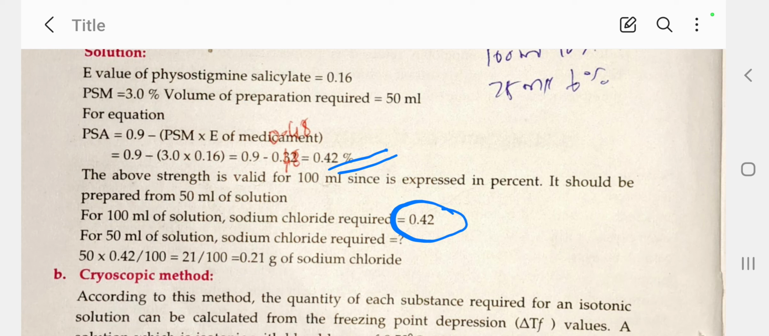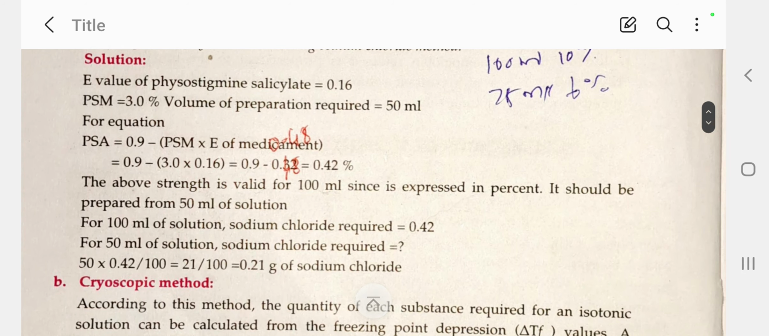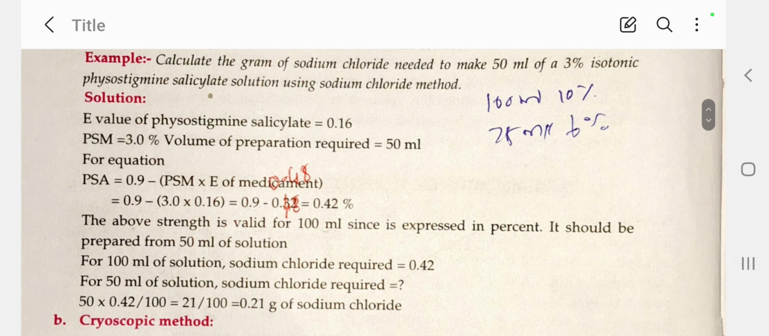Now for 50 ml of the solution, the sodium chloride requirement is 50 multiplied by 0.42 divided by 100, so we get 0.21 gram of sodium chloride. Or simply, the answer for 100 ml is divided by 2 to get the 50 ml of 3% isotonic solution required to adjust the tonicity for the E value of the medicament physostigmine salicylate. Okay, thank you.